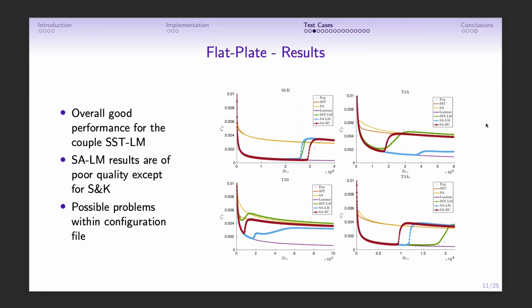However, when we couple the LM model with the Spalart-Allmaras model, it seems that something doesn't work, especially for the T3A and the T3A- test cases, since there is some strange phenomenon. This is not encouraging right now, but I assure you that the results will get really better from now on. So there is something wrong, probably with the configuration file.